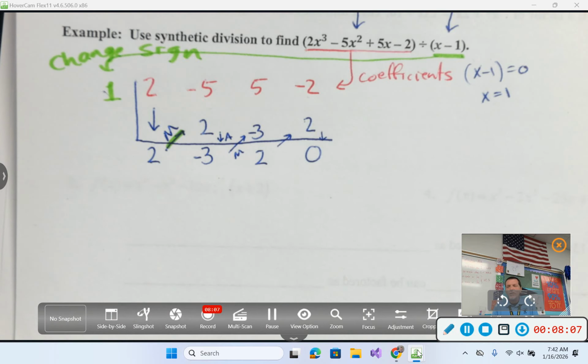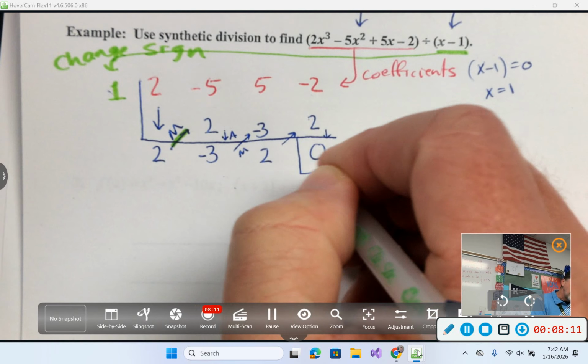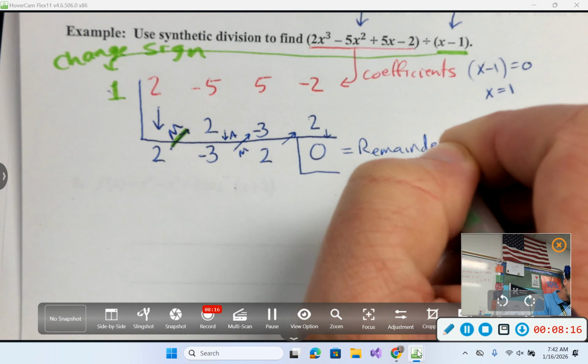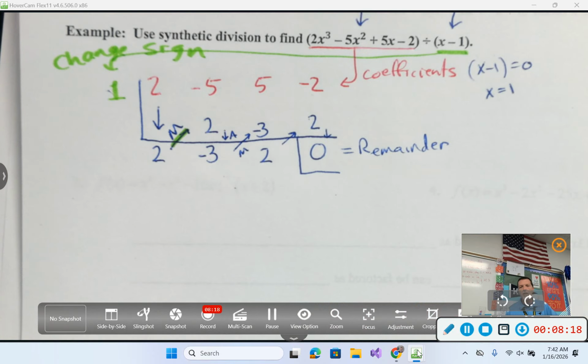It's an array of numbers. It's a set of numbers, and what does it all mean? But part of what it means, this last number is always the remainder. Last number is always the remainder.